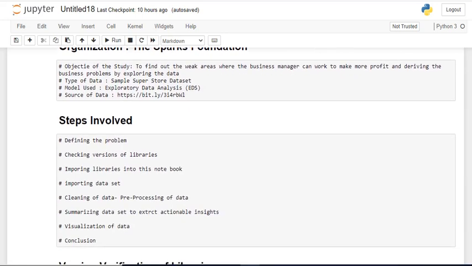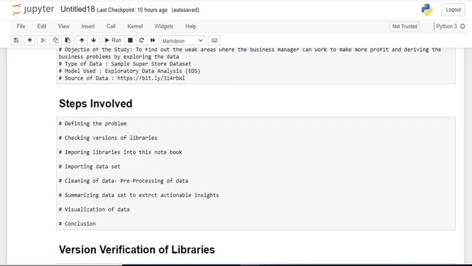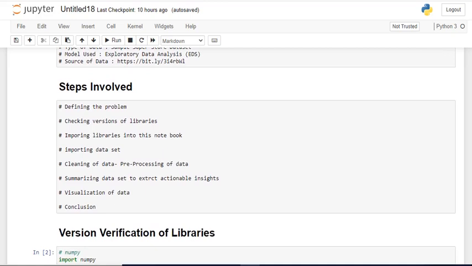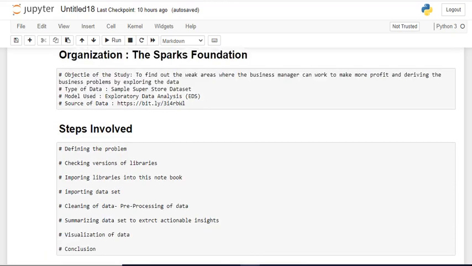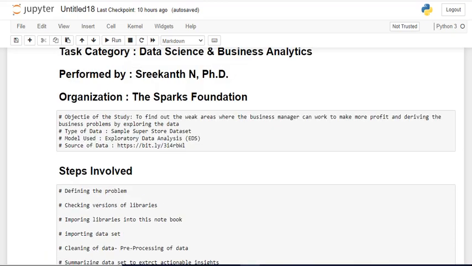By using this URL, we have retrieved the data into Jupyter Notebook. These are the major steps involved in the exploratory data analysis of the sample superstore data. Defining the problem: before performing exploratory data analysis, we have to define the problem. The problem here is to find out the weak areas where the business manager can work to make more profit and deliver solutions to business problems by exploring the data.